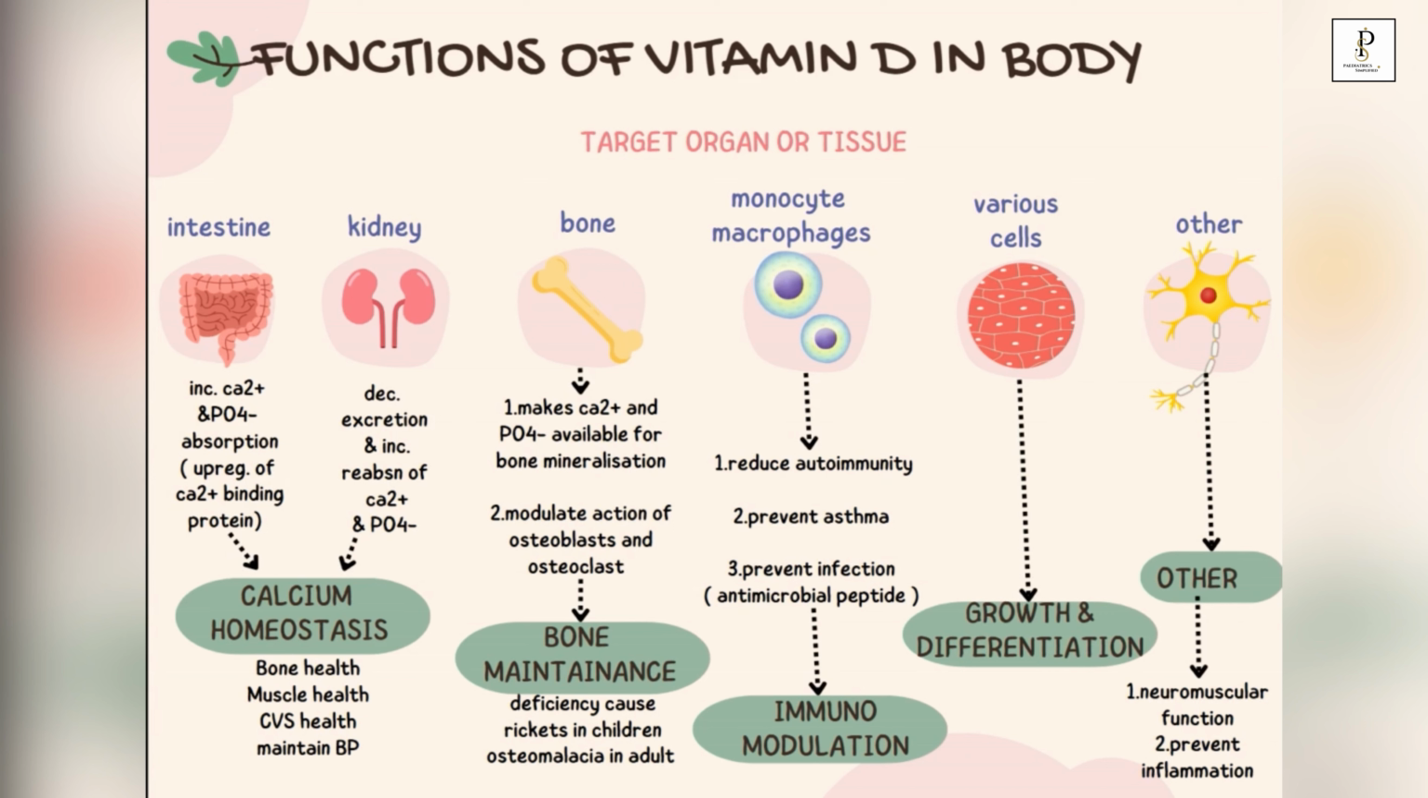Next function of vitamin D is immunomodulation, or modulating the immune system. This function is carried out when vitamin D goes and attaches to monocyte and macrophage receptors. By doing so, it reduces autoimmunity and autoimmune diseases, and vitamin D also prevents asthma. Another interesting thing to notice here is that vitamin D upregulates the level of antimicrobial peptides. These are the peptides which bind with microbes and kill microbes. That's why vitamin D protects an individual against infection and gives immunity to an individual.